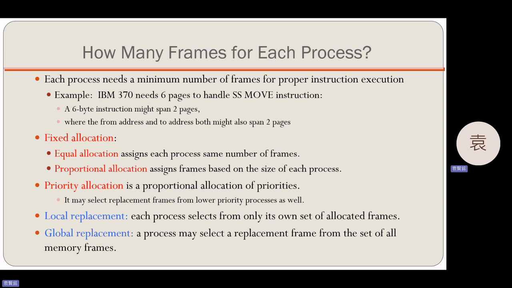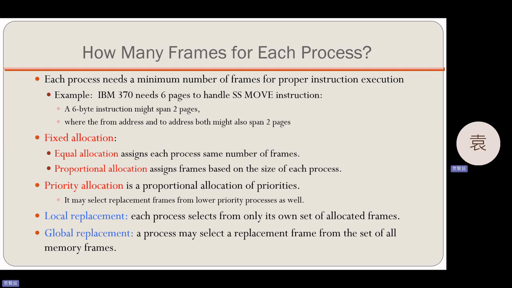Okay, the second allocation is that instead of dividing the physical frames equally among processes, you may assign these physical frames to processes based on their size. So the assignment will depend on the proportional size of the process. As long as every process gets enough physical frames, larger than the minimum requirement, then it's all right.